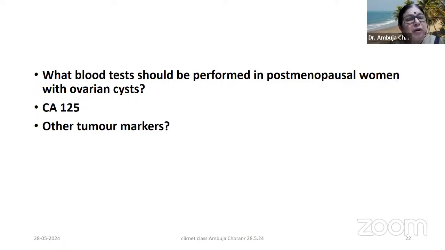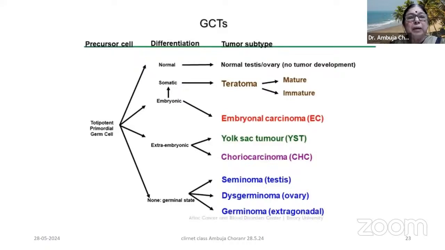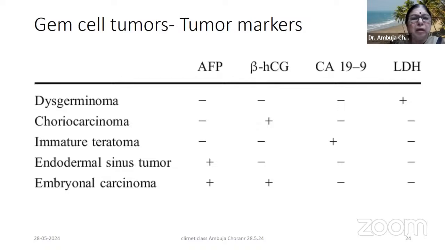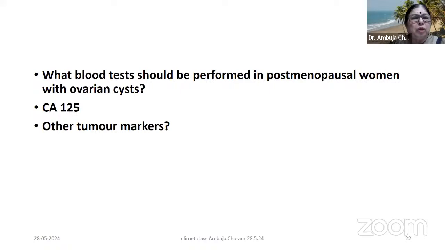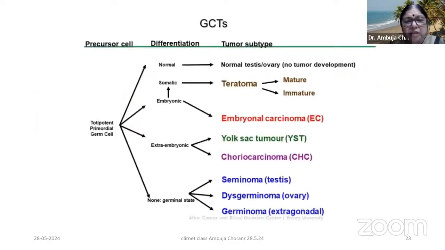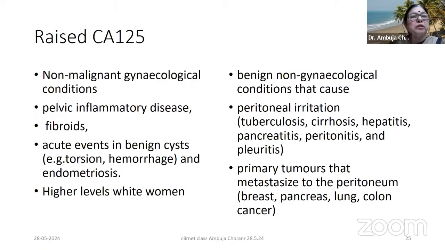This is the CA-125. Are you going to do other tumor markers? Not necessary, unless it is a germ cell tumor. There's no need to do any other tumor markers. Only do the CA-125. But though CA-125 is not very specific, until now, no other tumor marker has taken its place. So it is used for the risk calculation. How do we do this?